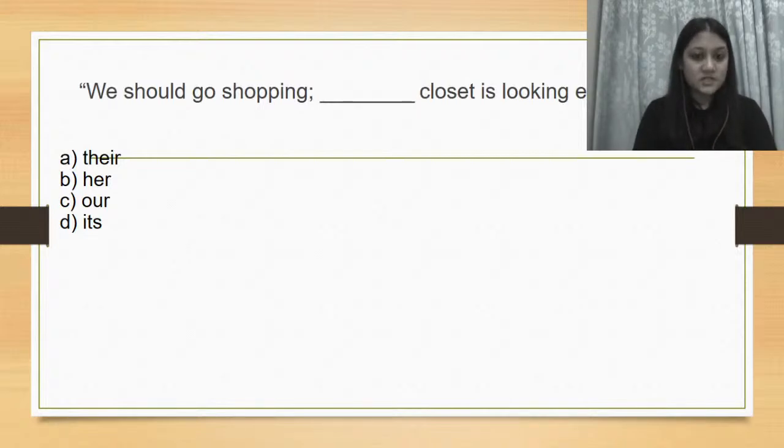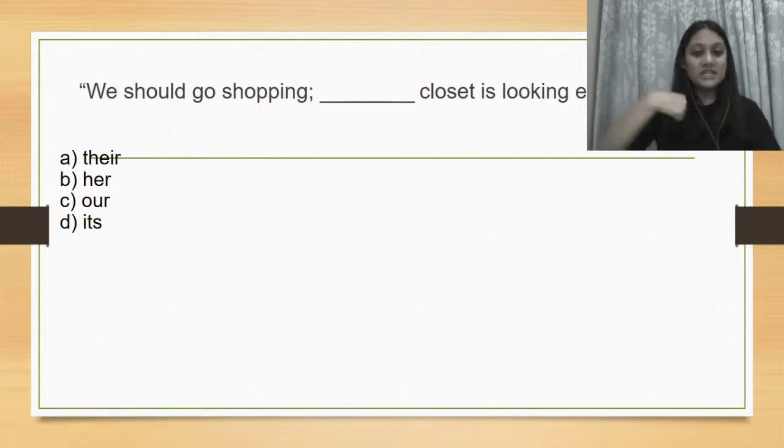So the options are: we should go shopping, their closet is looking empty. So two of us go shopping because our friend's closet is looking empty. No, right? Okay, second is, we should go shopping, her closet is looking empty. So I think she needs to go for it. Why are we doing it for her?